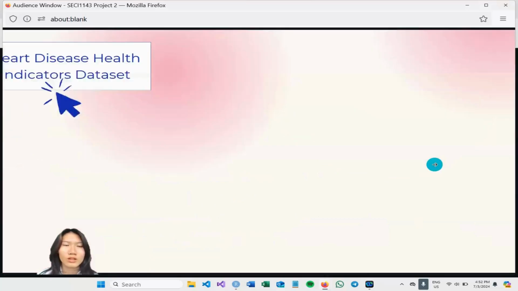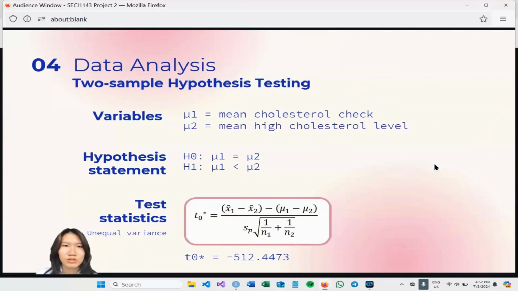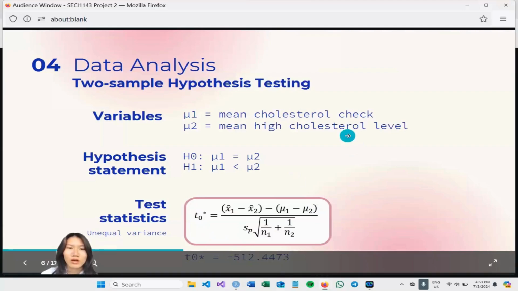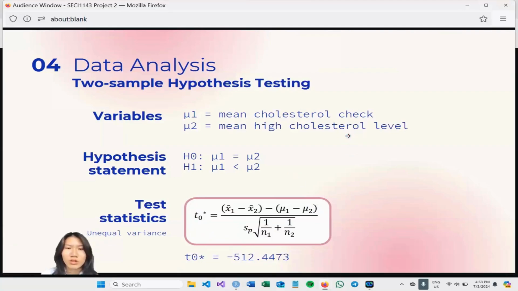Next, we look at the first data analysis, which is the 2 sample hypothesis testing. In this one, we have 2 variables. The first is the mean of cholesterol check. Second is the mean of high cholesterol level. Our null hypothesis is that the mean of cholesterol check, or mean 1, is equal to mean 2, while the alternative statement is that the mean of cholesterol check is smaller than the mean of high cholesterol level. When we conduct the test statistic, we assume that these two have unequal variance.